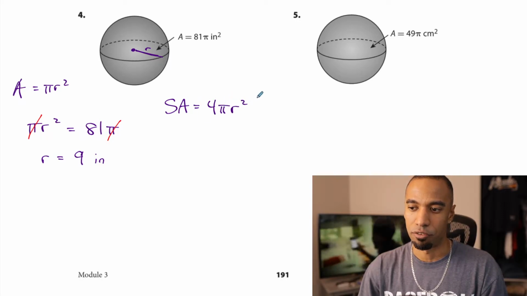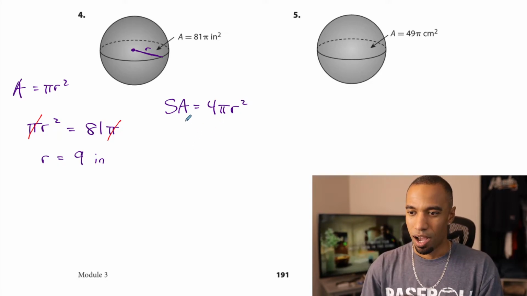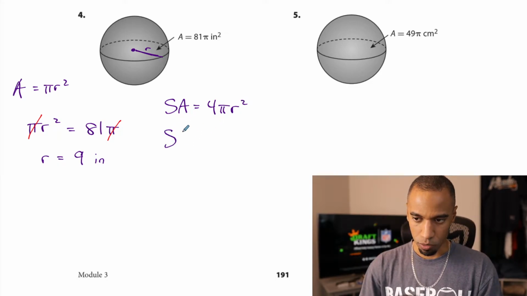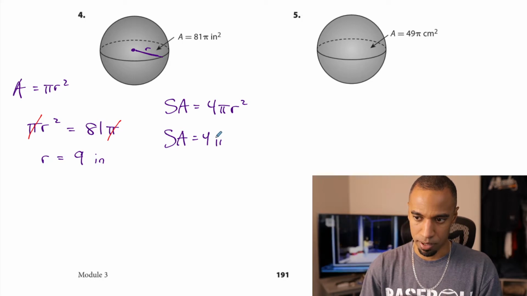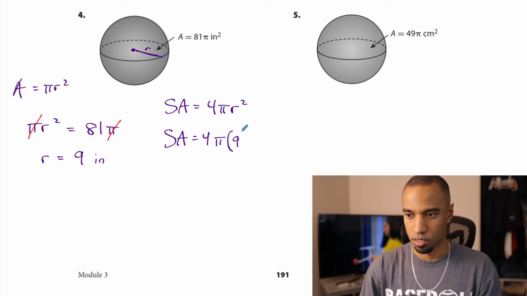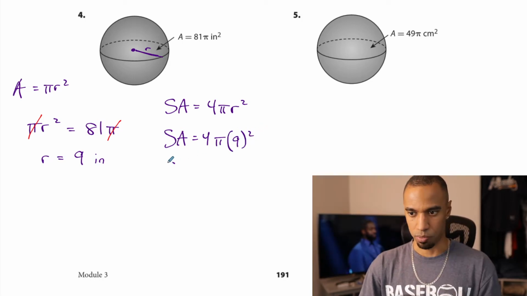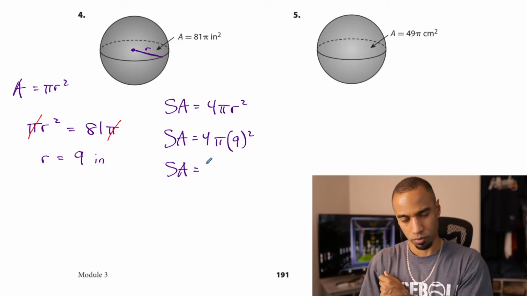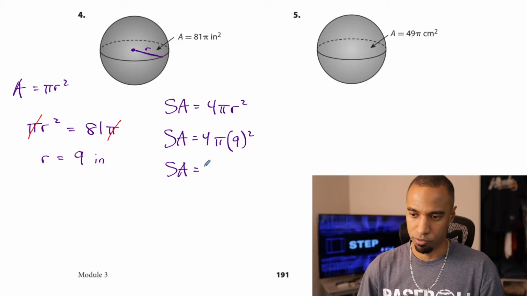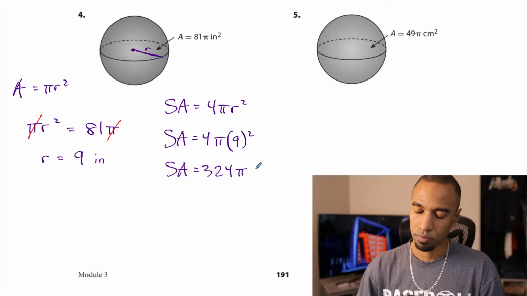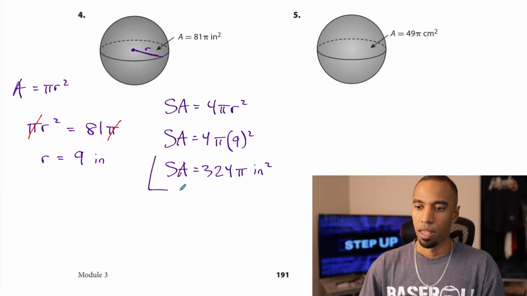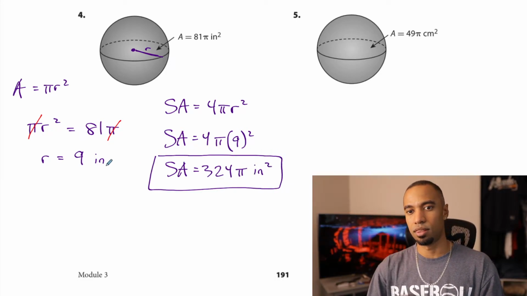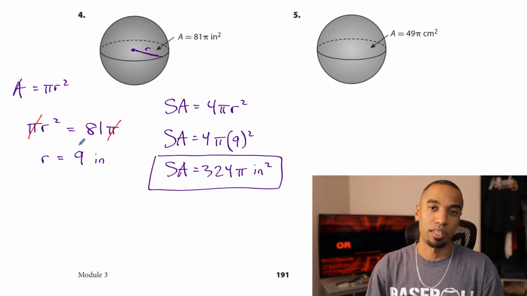I just thought of a different way we can get the answer. So 4 pi r squared. 81, so 324. Okay. Now that's the long way to actually get the answer.